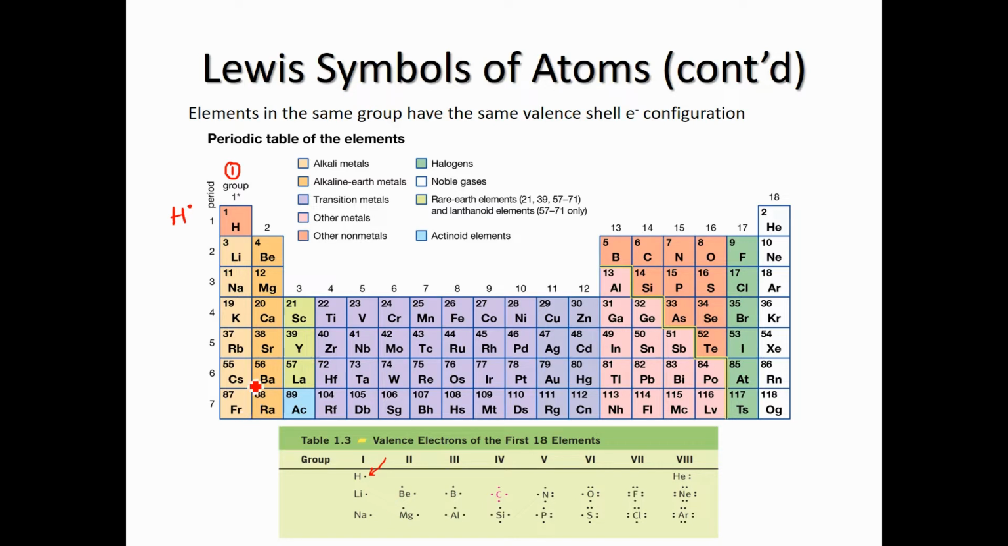Now, the shortcut I'm trying to tell you is, if you can count the main group element, if you can determine the number of the main group, then you can quickly tell the number of valence electrons. I am going to disregard the transition metal elements.